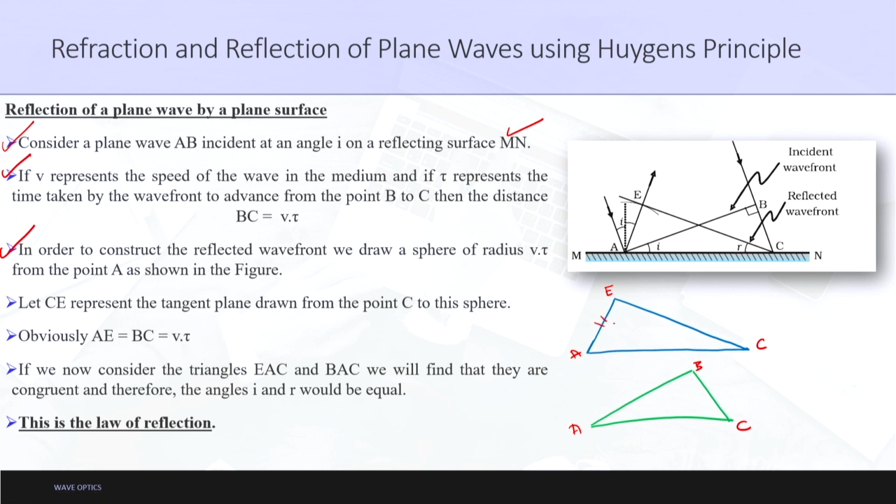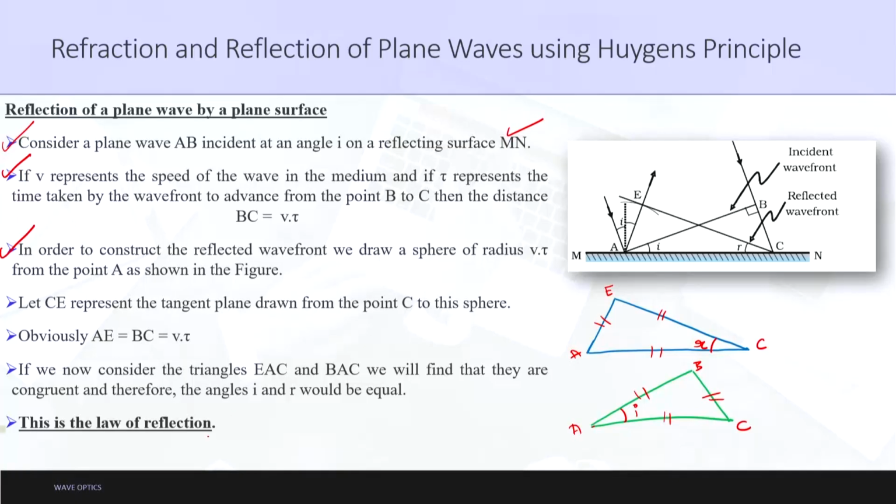Let us say AE is equal to BC, EC is equal to AB, and AC is always common. Also, as these are congruent, hence they are similar. Therefore, the angle of incidence I, where is the angle of incidence here? Let this be the angle, and this be the angle being talked about here. So, this is the angle I, this is the angle R. Therefore, angle I is equal to angle R.